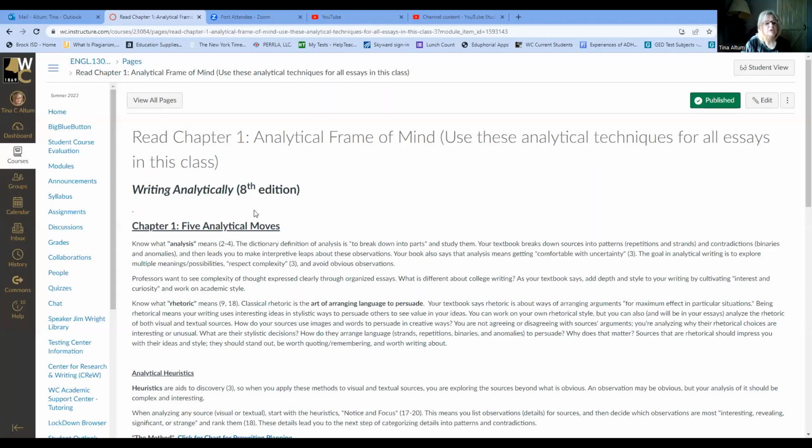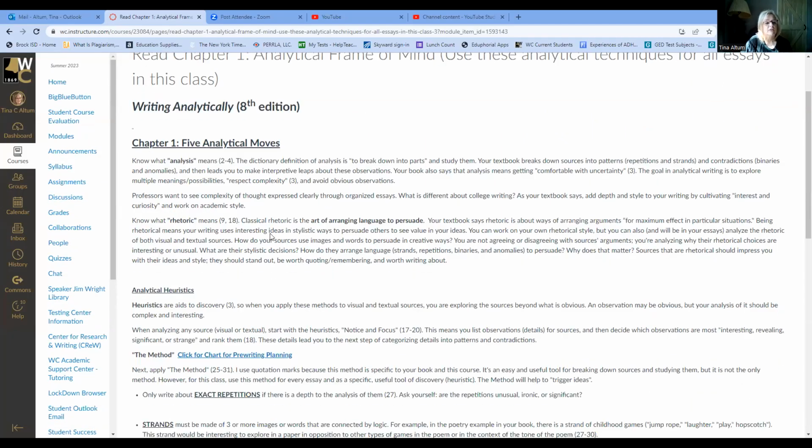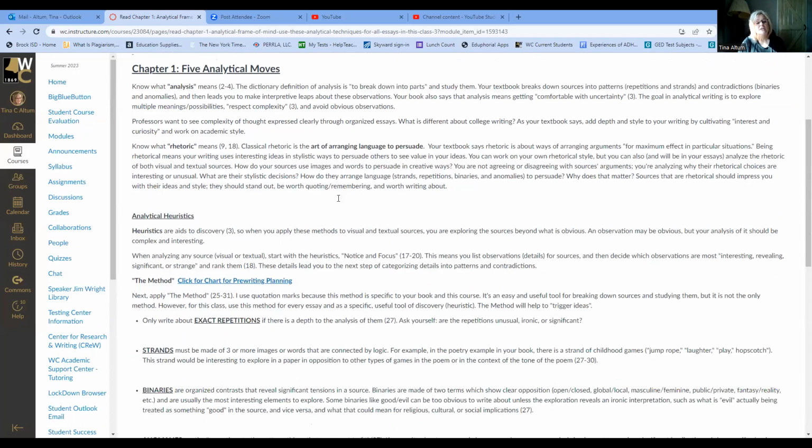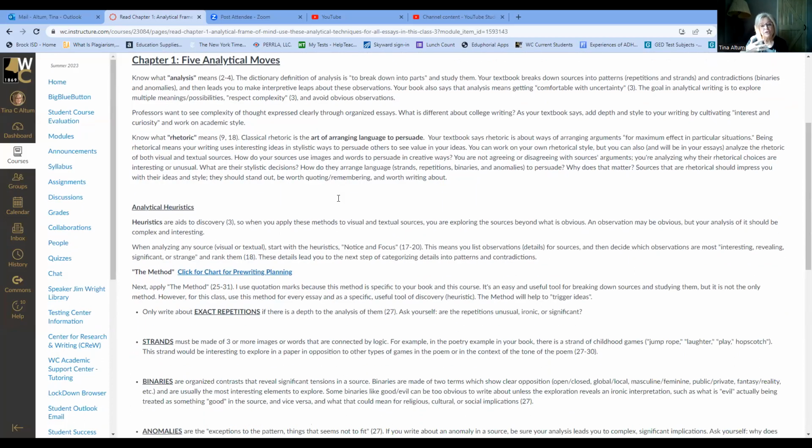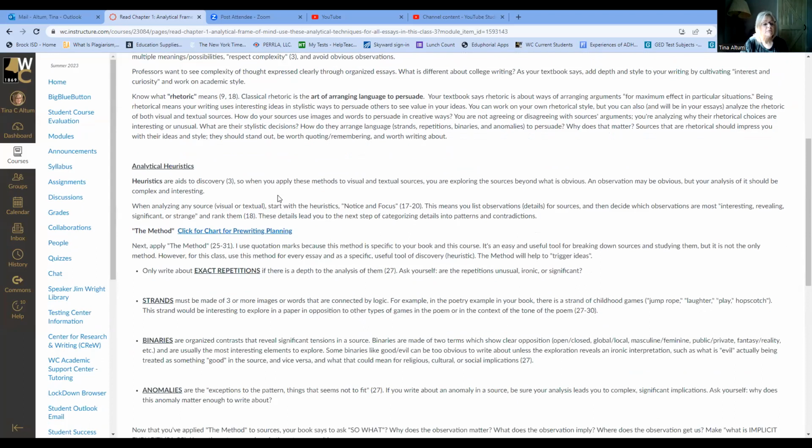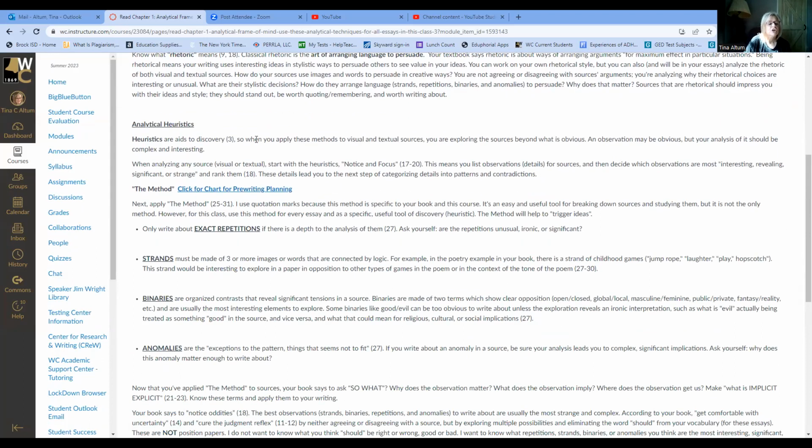So I'm going to go over to the chapter 1 notes that are in your module here. It says read chapter 1. This talks about analytical moves, which are ways to prepare you and your thinking for analysis. And then we move into that term that I said, heuristics, which is a tool or an aid to discovery. And what we're going to be using going forward is the method.